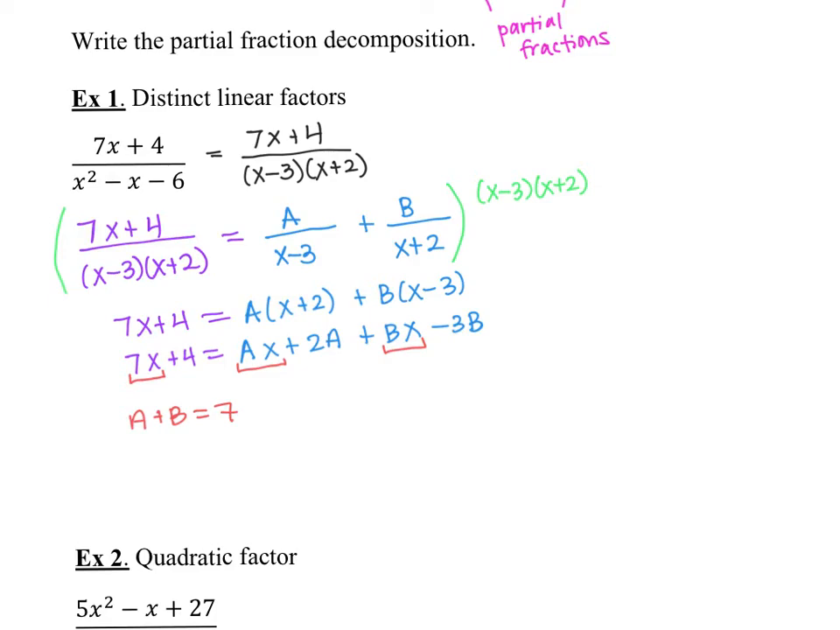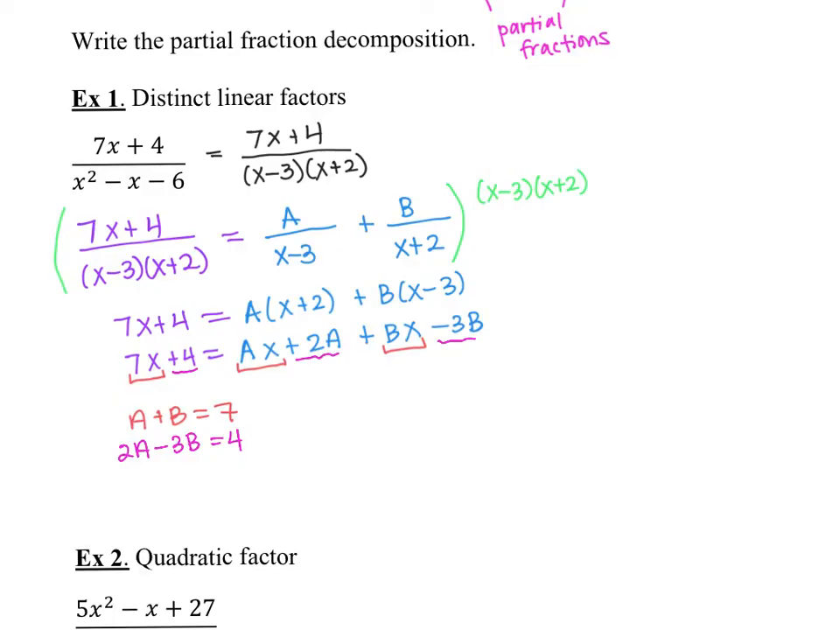Okay, so for the constants, on this side I have a positive 4. On the right side I have a 2a and a minus 3b. So it must be true that 2a minus 3b equals 4, because those are the constants added together. And now I have a system of equations, two unknowns. I'm going to solve for a and b, and then I'm going to rewrite my fraction.